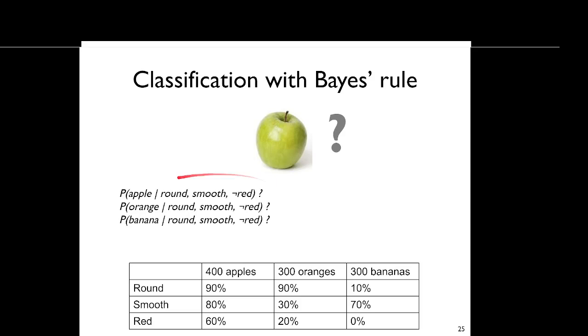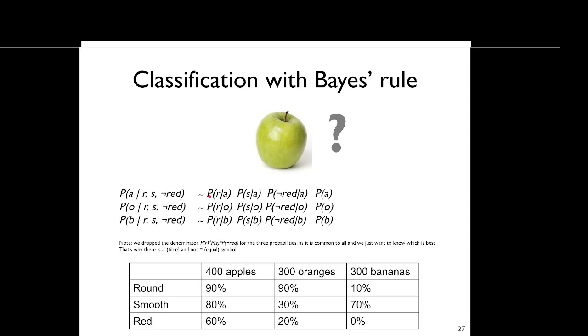Practically, that means we want to compute the conditional probability of an apple given that the fruit is round, has a smooth surface, and is not red. The same for orange and banana. Now, let's abbreviate that a little bit. A for apple, O for orange, B for banana, R for round, S for smooth, and not red is so short that we keep it. So that's what we want to calculate.